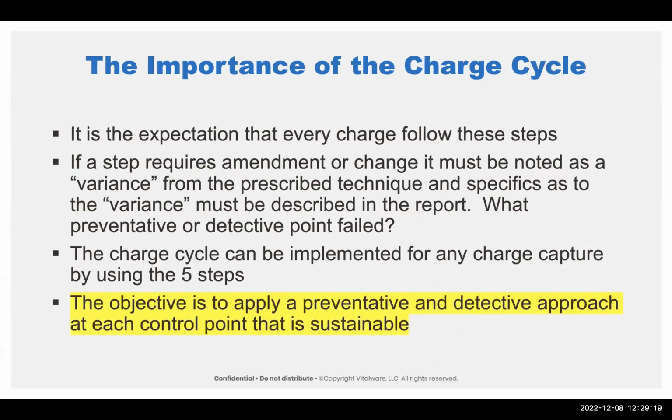So it's the expectation of every charge capture to follow the steps. One, a change must be noted as a variance from the prescribed techniques. What preventative or detective point failed? The charge cycle can be implemented for any charge capture using the 5 steps, and the objective is to apply a preventative and detective approach to each control and to be sustainable.